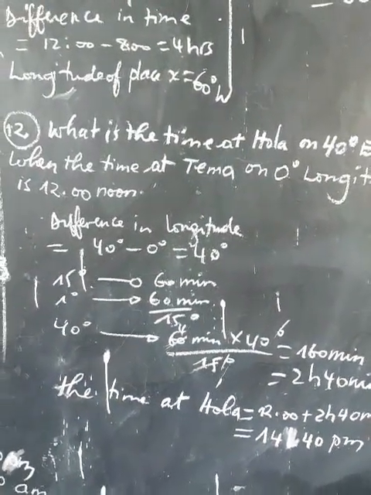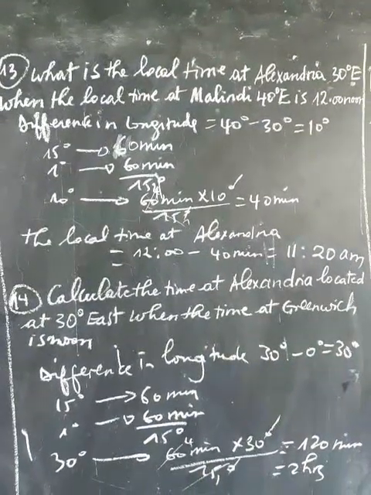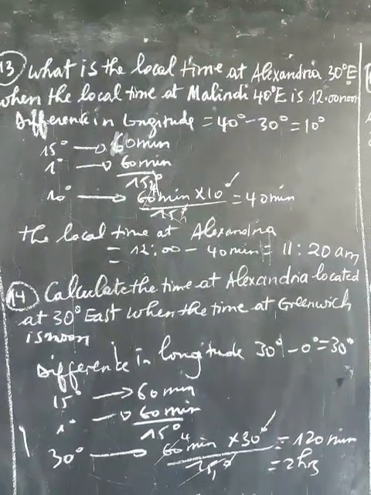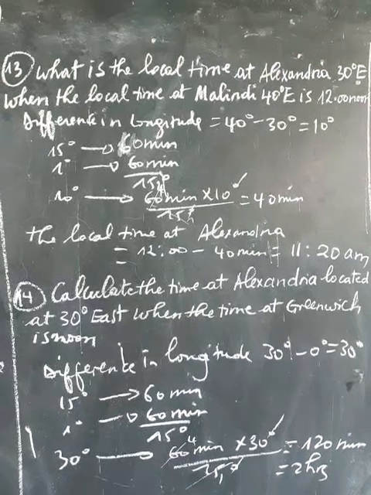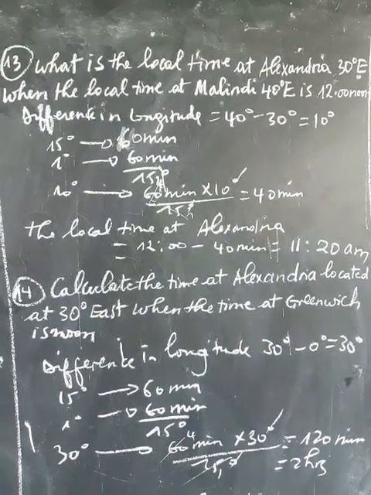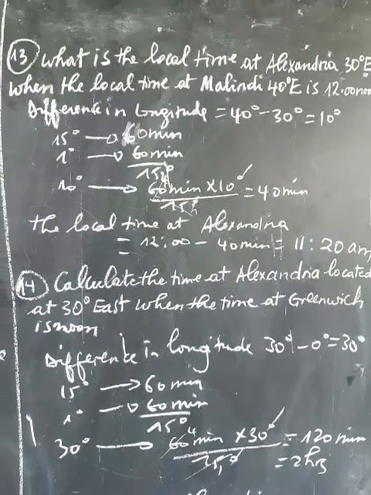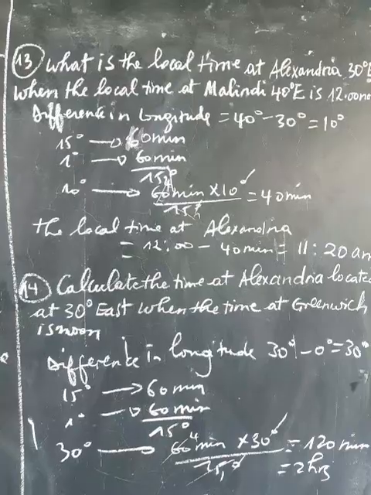Let's go to question number 13. What is the local time at Alexandria, 30 degree east, when the local time at Marindi, 40 degree east, is 12 noon? So we first look at the difference in longitude. We take 40 degree minus 30 degree, which is equal to 10 degree.